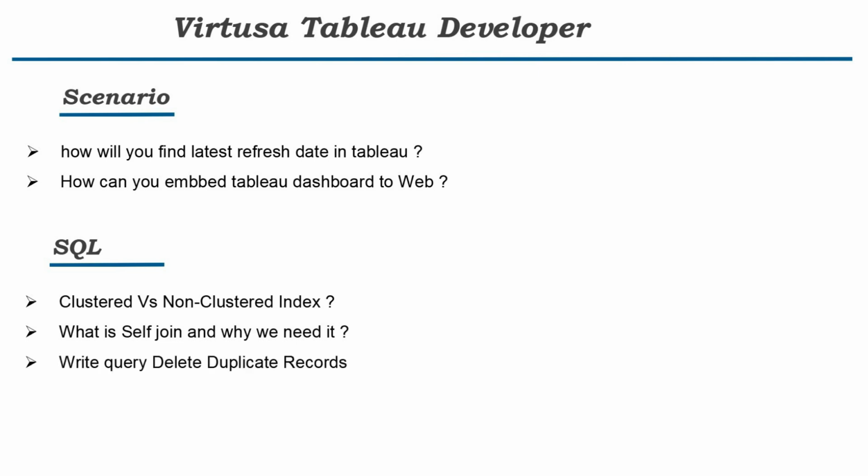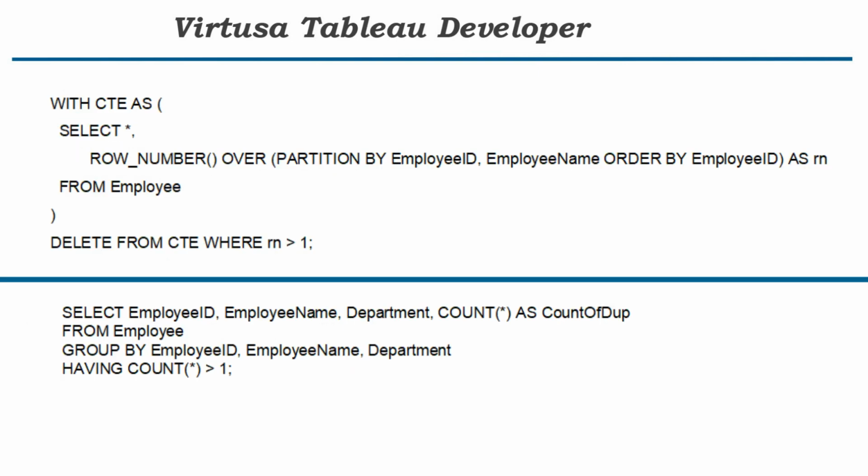Last question is, write a query to delete duplicate records. There are multiple ways to delete duplicate records in a query, but the most common is by using a CTE and ROW_NUMBER. This is the result for that. And you can use this query to delete the duplicate records. There can be multiple ways as well.